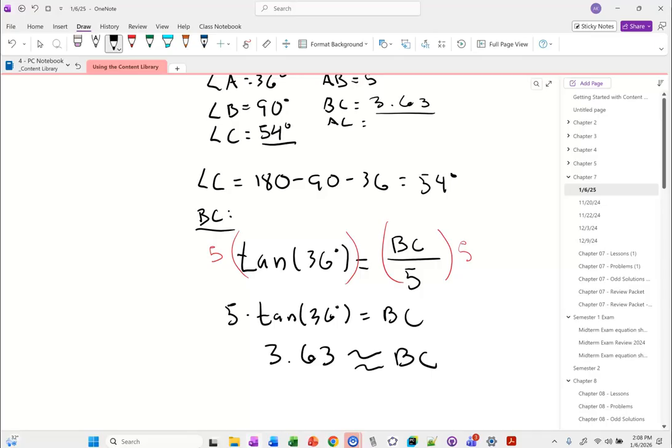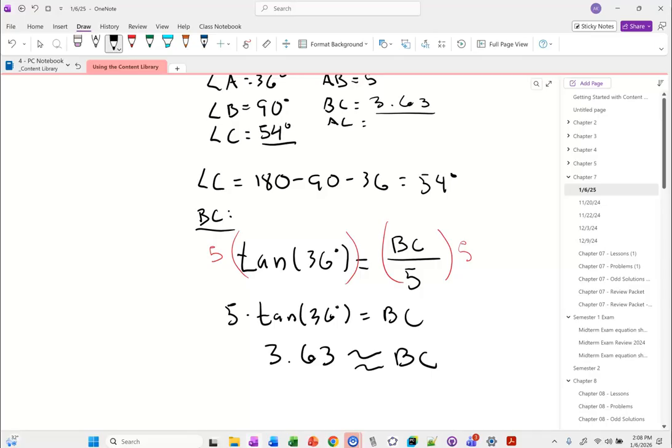What should I use to find AC? So the Pythagorean theorem is not incorrect, but it's not our best choice. Why could there be a better choice than the Pythagorean theorem? It still will work, not wrong. What's the downside of using it?